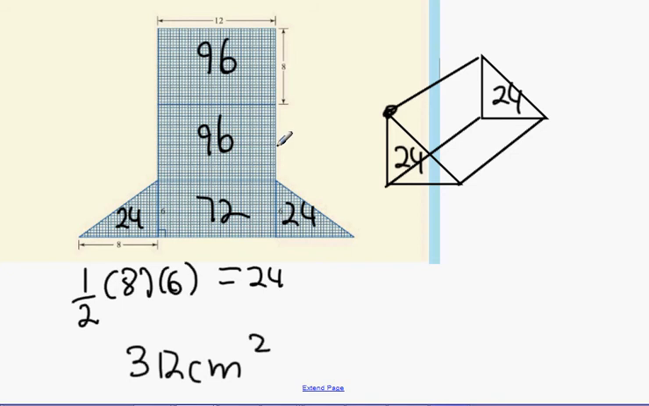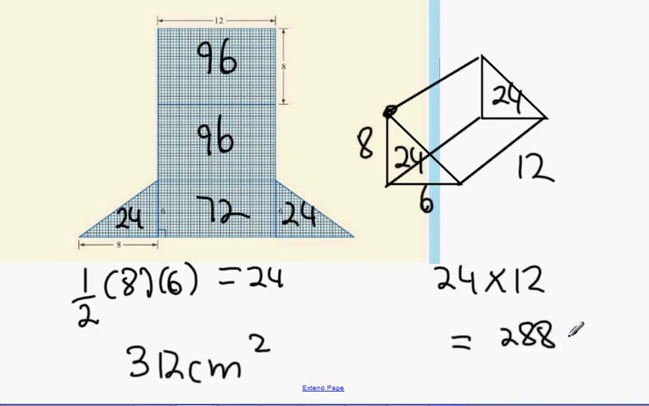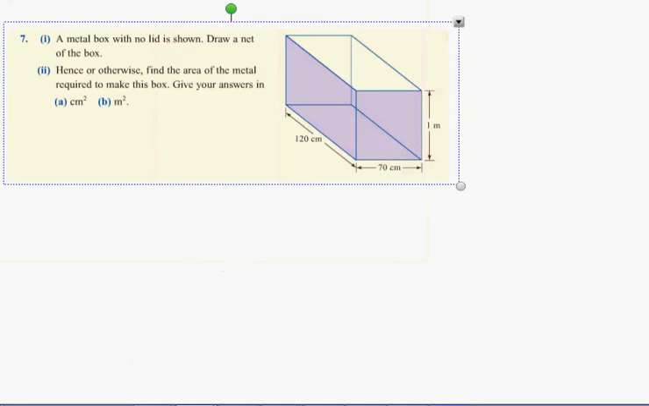Let's figure this out. 6 is the bottom, the height is 8, and the length is going to be 12. Ready? So it's going to be 24 multiplied by 12, which is, what is it? 288 centimetres cubed. Okay. That's done. Next one.